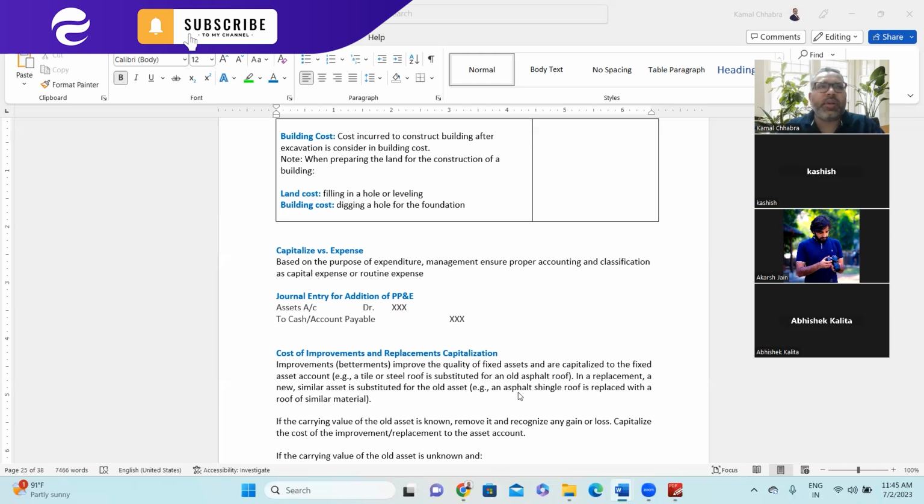Right? So sometimes when you spend on any capital item or any improvement, at that point of time it is very critical to identify whether it's a capital nature of expenditure or a repair and maintenance kind of expenditure. So there you need to make sure.